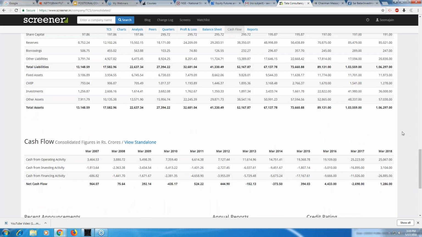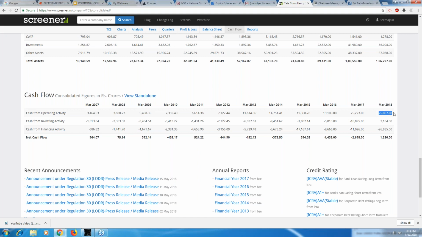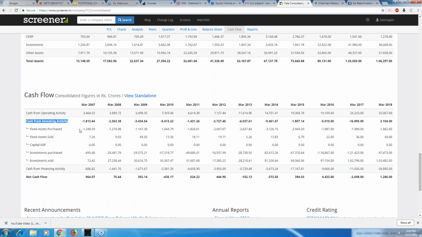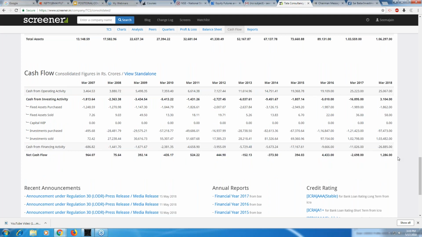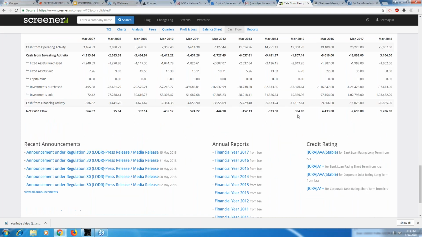Look into the cash from operating activity, 25,000 crore, cash being generated. And here, let's look into the cash from investing activity. They've been purchasing fixed assets all throughout, and fixed assets sold, there's barely anything, and the capital used in work in progress, nothing. And investment purchased, their maximum money is going into purchasing the investment, right? And net cash flow is about 1,286. It's a huge cash flow that the company is maintaining, right? It's a cash rich company.